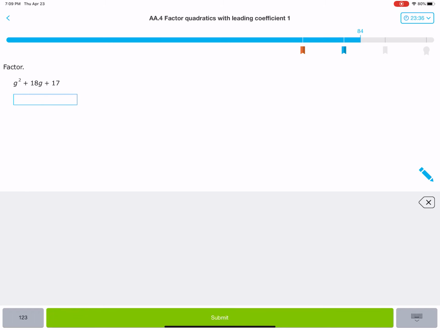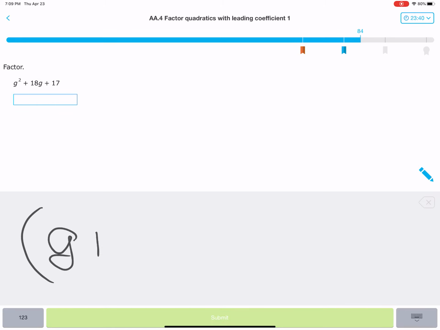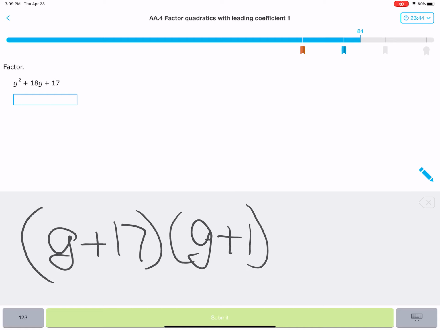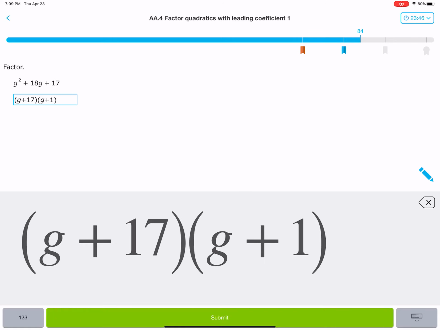Holy cow. Try it again. g plus 17, g plus 1. Got it.